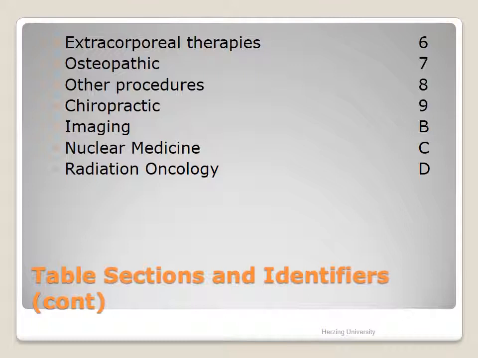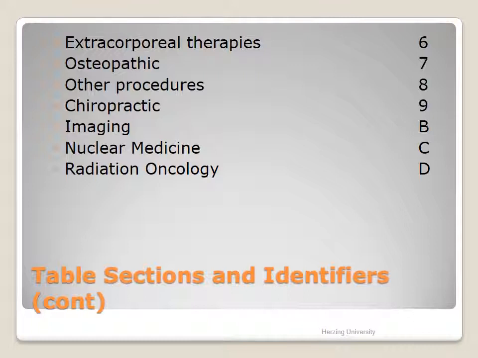Continuing on with the sections and identifiers, you then have extracorporeal therapies, which has an identifier of 6, osteopathic, which has an identifier of 7, other procedures, identifier is 8, chiropractic, the identifier is 9. Now, imaging's identifier is a B.